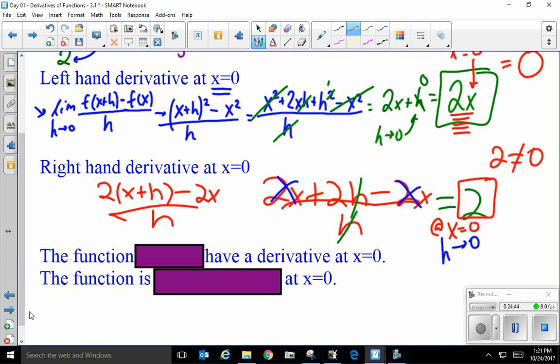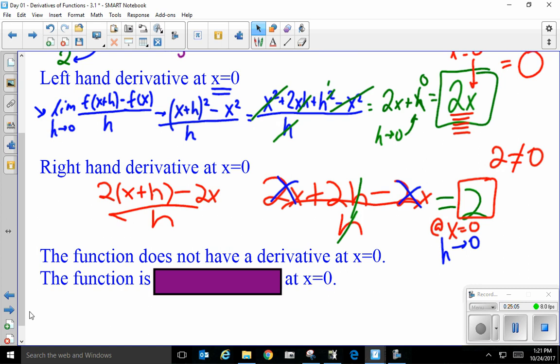2 does not equal 0. So guess what that means? That for the left side and the right side, it's not the same? It does not exist. There is no derivative at 0. Because when the derivative from the right side and the derivative from the left side are not the same, the function does not have a derivative at x equals 0.